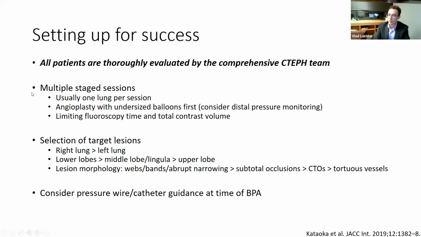A lot of times we'll do multiple staged sessions instead of trying to fix everything all at once. We'll usually treat one lung at a time, though occasionally we'll go over to the other lung if we're not treating a lot of segments on one, but most of the time it's right or left lung. We'll use undersized balloons first, and we'll go over what the distal pressure monitoring is. That allows for limiting fluoroscopy and the total contrast administration at the time of BPA.